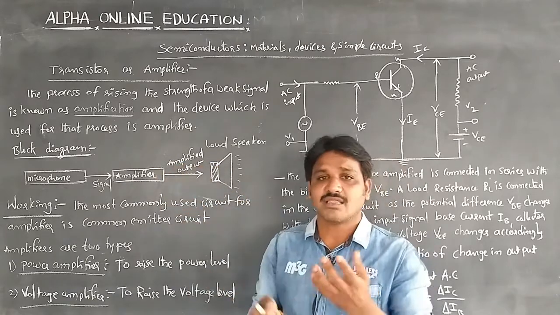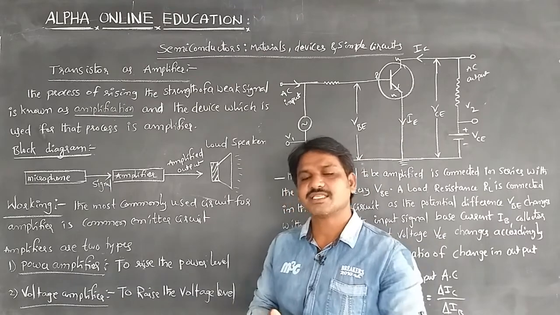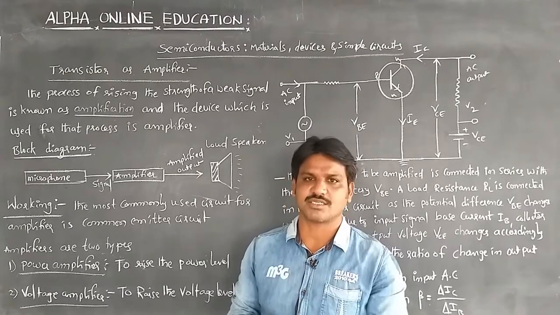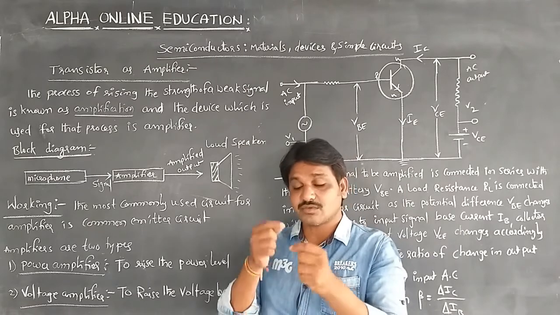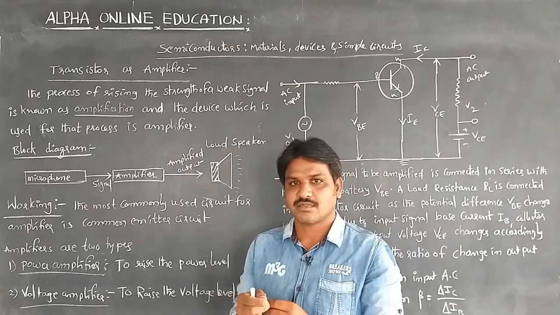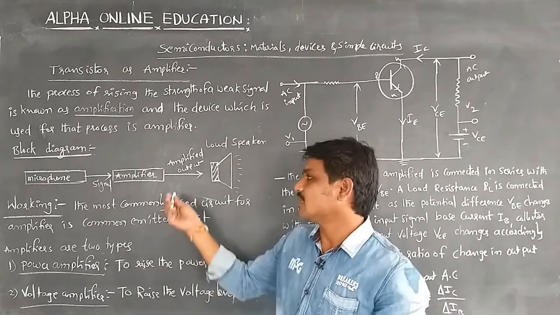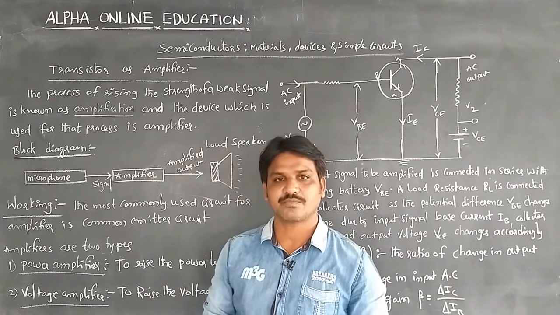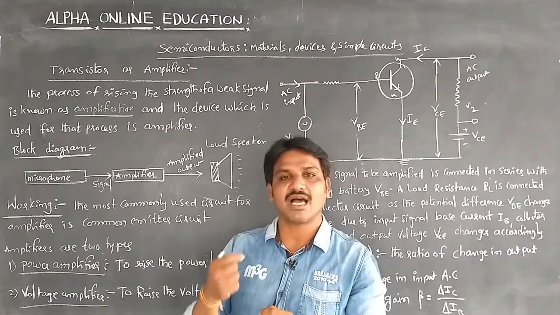In radio communication, like with an antenna, the signal received by the antenna is very small, maybe in watts. If you want to hear that sound, the signal has to be increased hundreds of times over the input signal. So the small signal received, in watts, can be amplified by the amplifier.